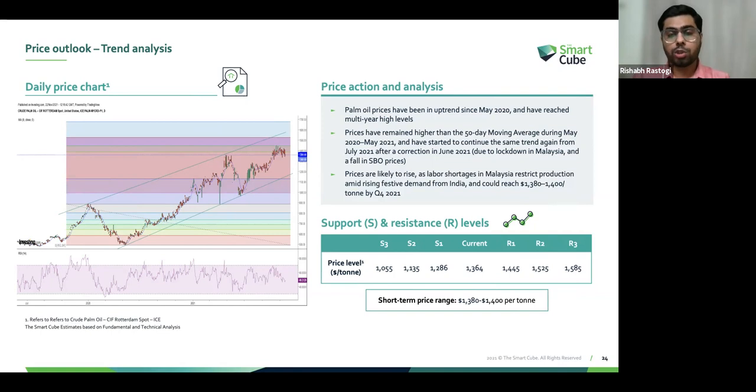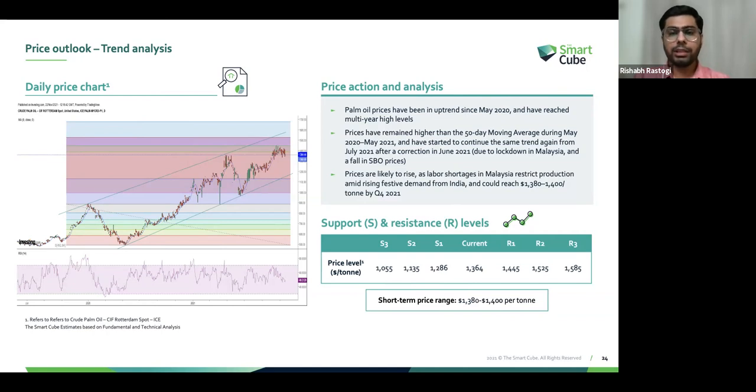The technical chart also shows that the prices have made higher highs and higher lows. As visible from the Fibonacci that we have drawn in the palm oil futures, prices broke their resistance levels several times, and we are moving in the upward trend. We expect this to continue and project palm oil prices to remain elevated between $1,380 to $1,400 in the short term.